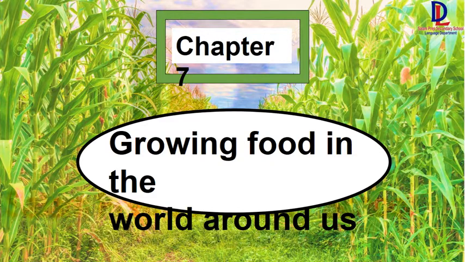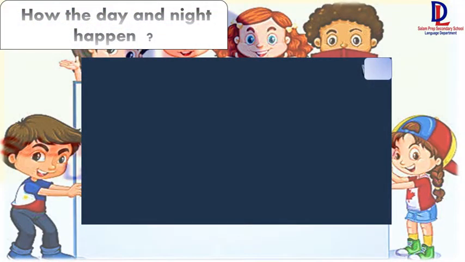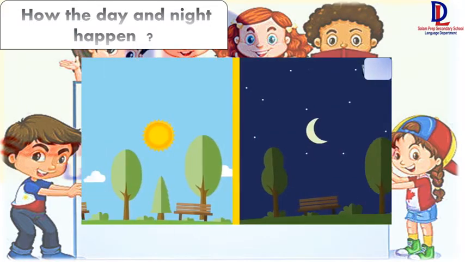Today we are going to start new chapter 7, growing food in the world around us. How the day and night happen. Today we'll learn about day and night.